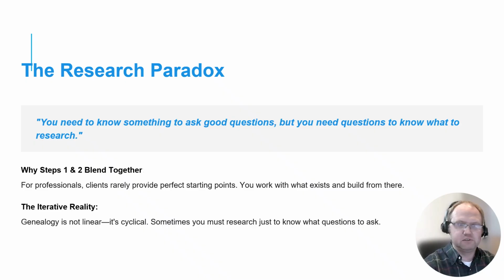So, the research paradox. Here's my paradox. You need knowledge to ask good questions, but you need questions to guide and drive forward the research process, whether in genealogy or academics. It sounds circular. Yeah, it is. This is genealogical reality, especially when starting out or when a client, or a party for whom you're doing research or on whose behalf you're researching, provides limited information.